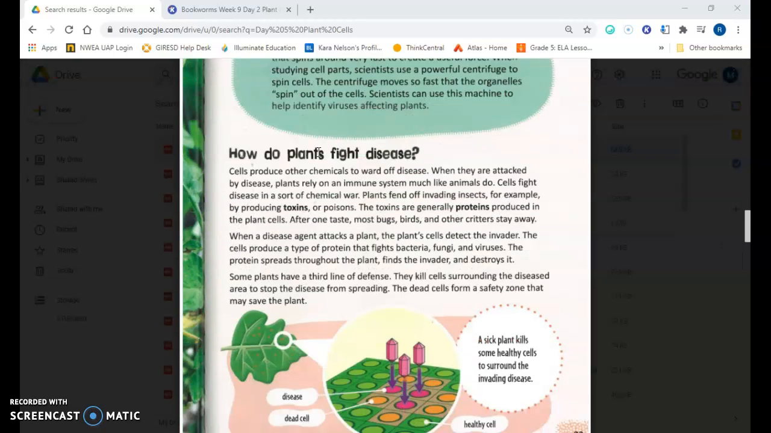So how do plants fight disease? Cells produce other chemicals to ward off disease. When they are attacked by disease, plants rely on the immune system much like animals do. Cells fight disease in a sort of chemical war. Plants fend off invading insects, for example, by producing toxins or poisons. The toxins are generally proteins produced in the plant cells. After one taste, most bugs, birds, and other critters stay away.